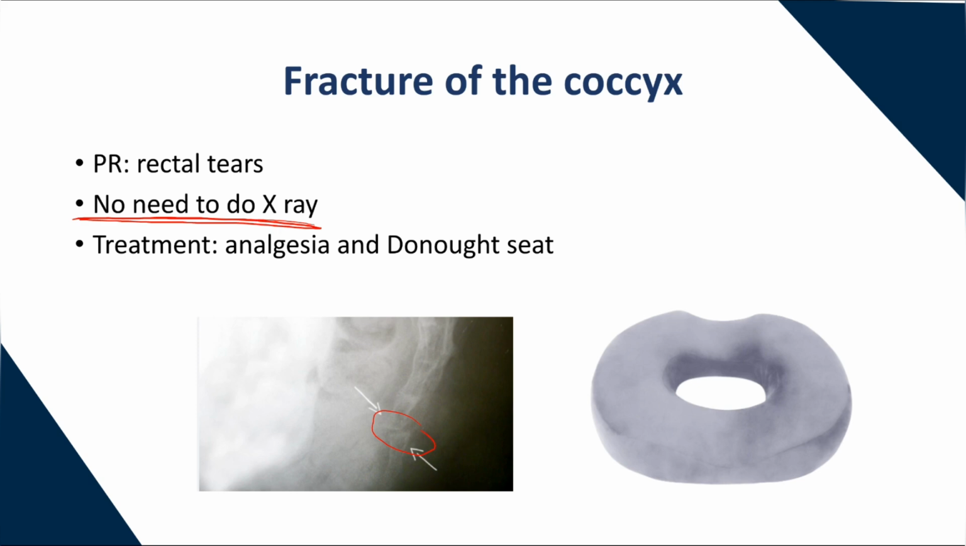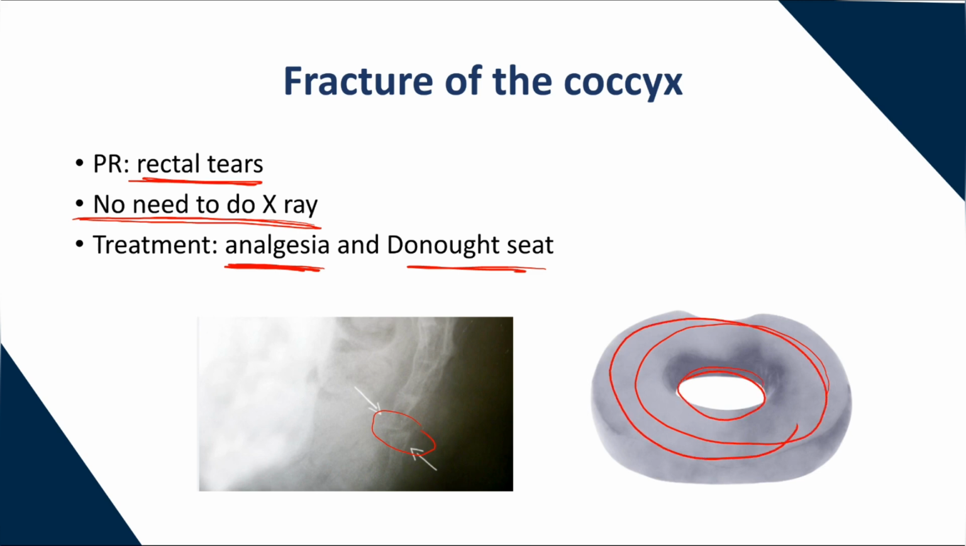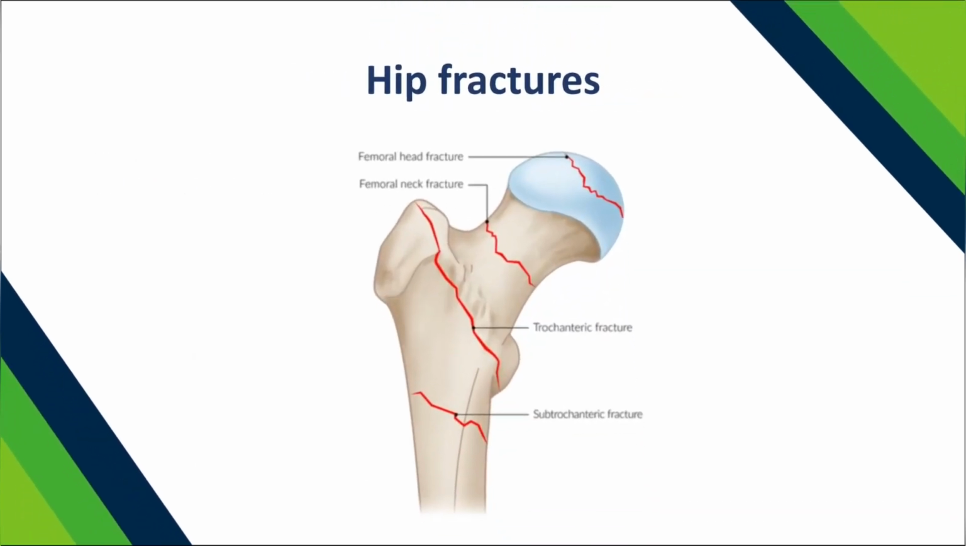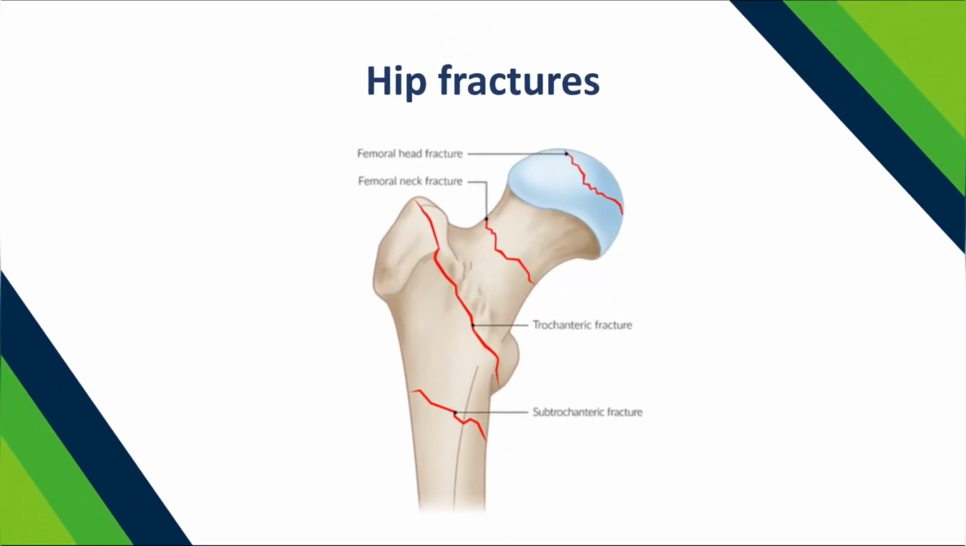You may do a rectal exam to search for a rectal tear. If there is a rectal tear, you need to reduce it. Otherwise, you just need analgesia like non-steroidal or paracetamol plus a donut seat. What's a donut seat? This is a seat that has an empty center, so when the patient sits down, there will be no pressure on the coccyx and it will heal after about a month.